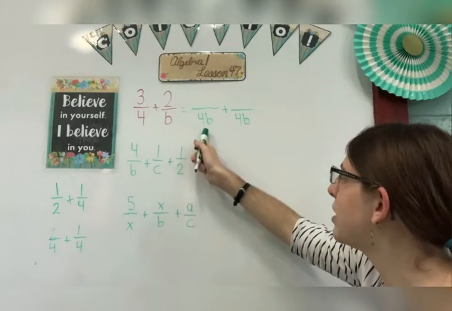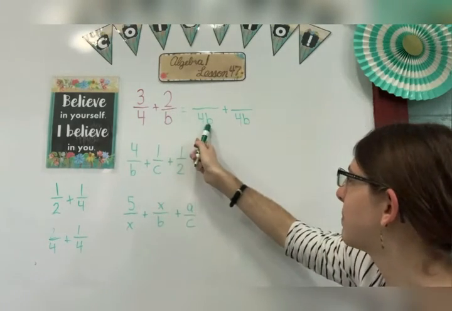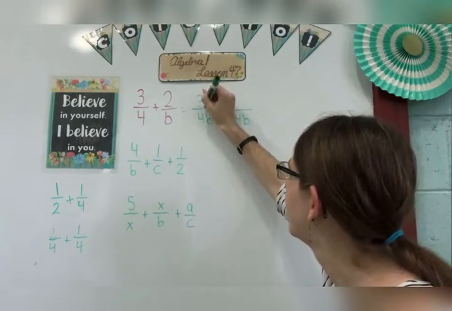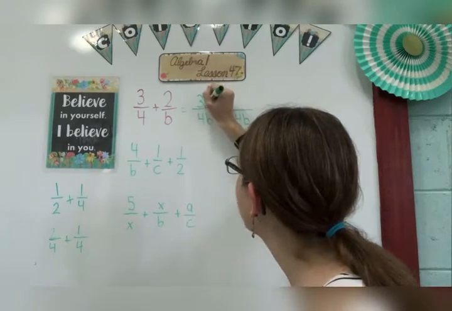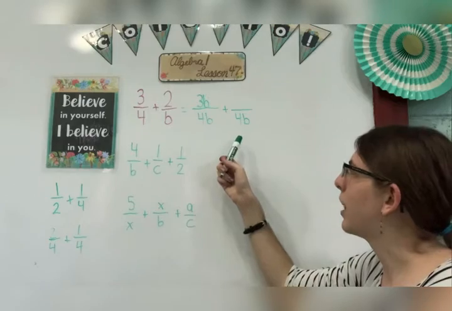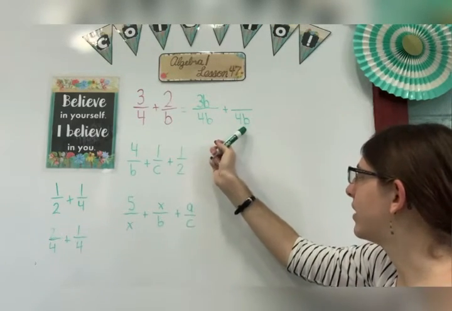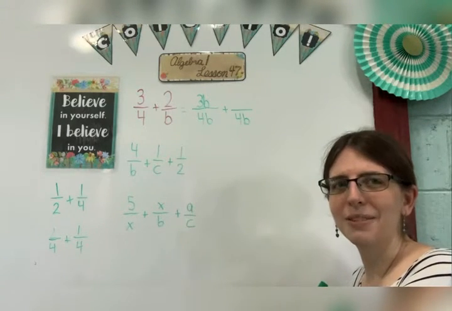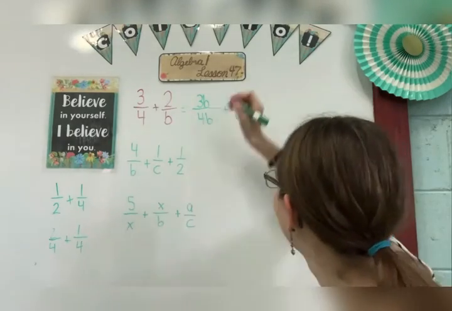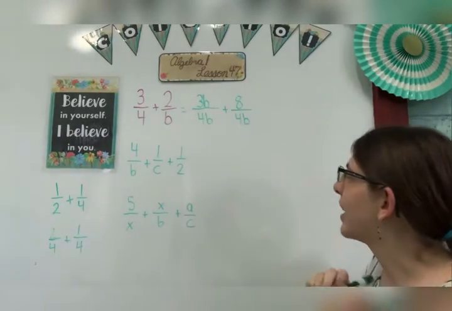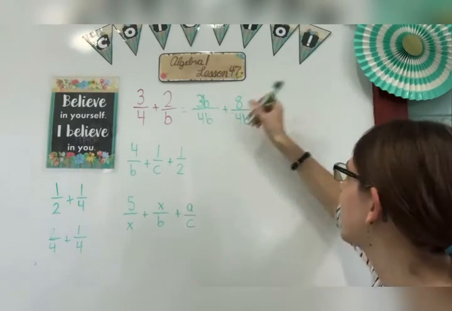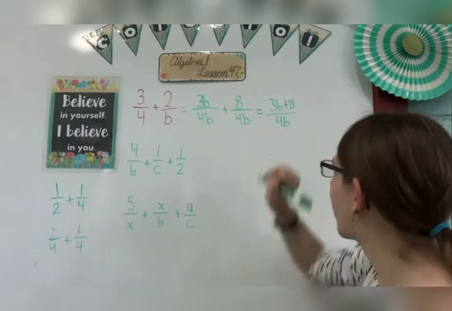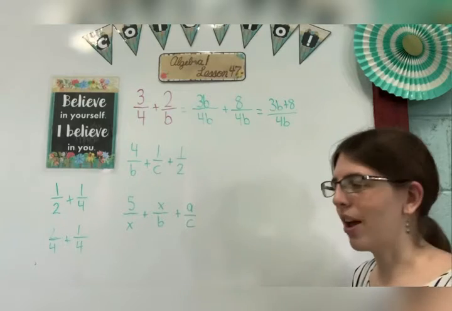To get this new denominator, I multiplied the first fraction just by the letter B to get it to be 4B. So I multiply my numerator just by B. So it becomes 3B. Here I multiplied my denominator by 4 to get to 4B from B. So I multiplied my numerator by 4 as well. 2 times 4 is 8. And now I can combine them and add them up. 3B plus 8, I can't simplify them anymore, over 4B. All right, let's try another one.